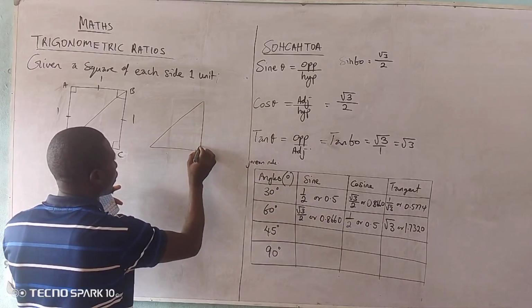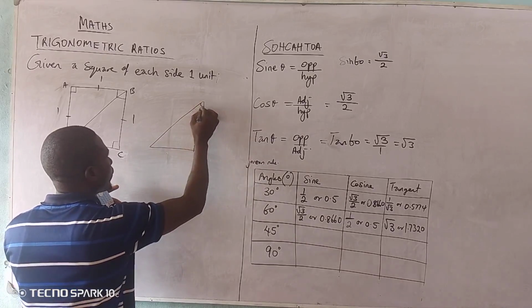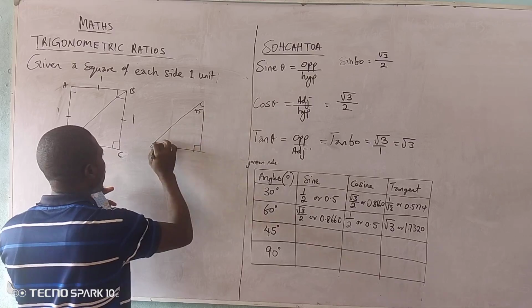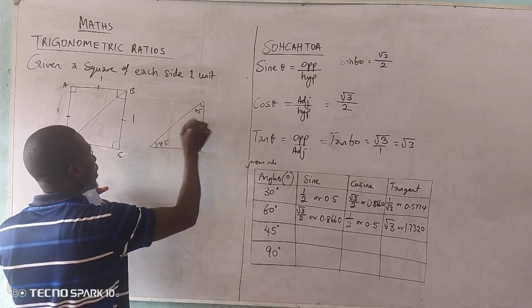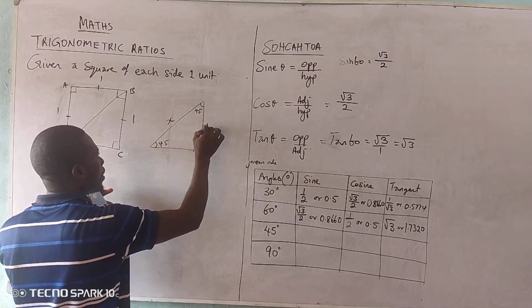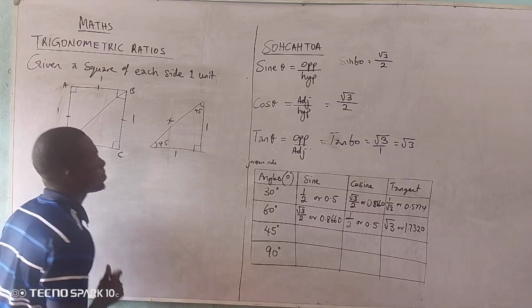I'm going to have something like this. 90, 45, then 45. Then I'll have diagonal x unknown, and this is the 1, this is the 1.